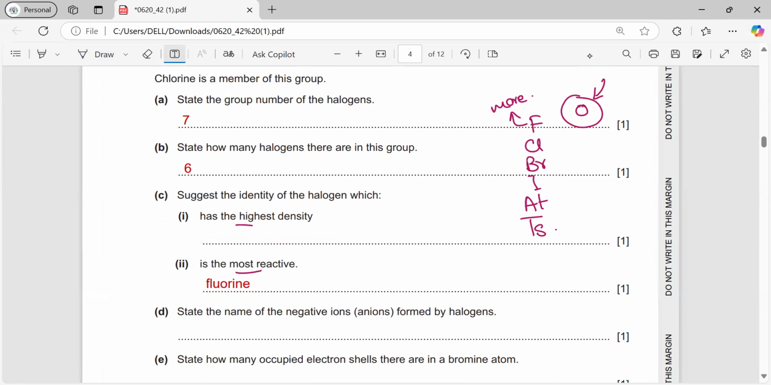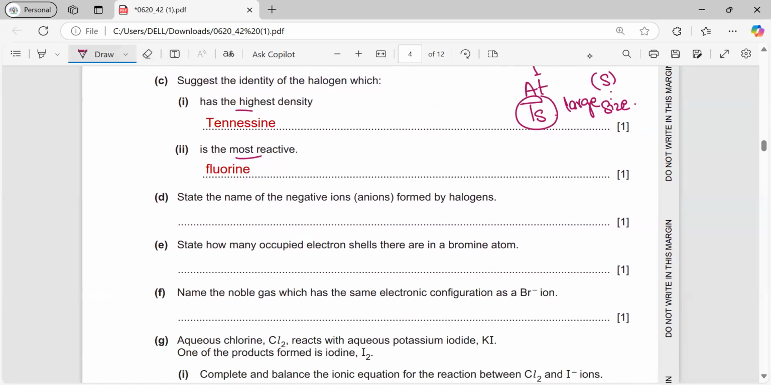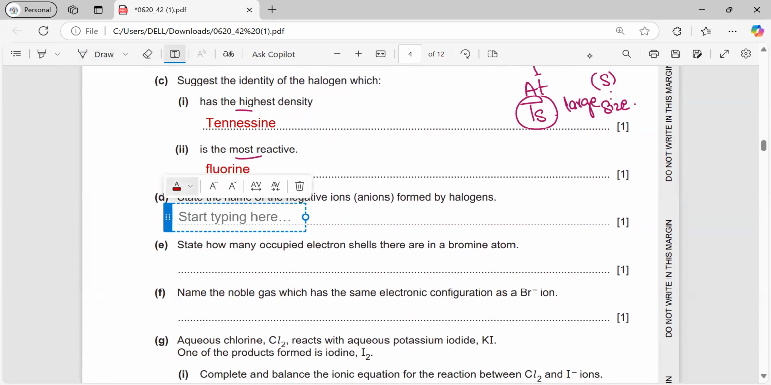and the highest density will be of the last element, which is tennessine. Because tennessine has a large structure, large atomic size. And it's solid also, so it must be heavier. State the name of the negative ions formed by halogens. So the negative ions which are formed by the halogens are called halide ions.